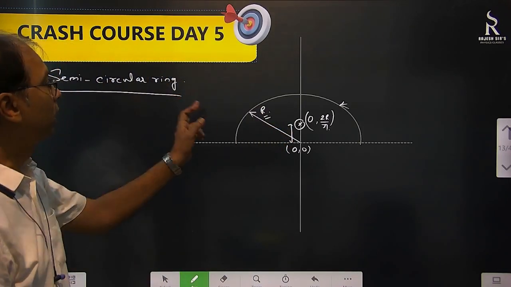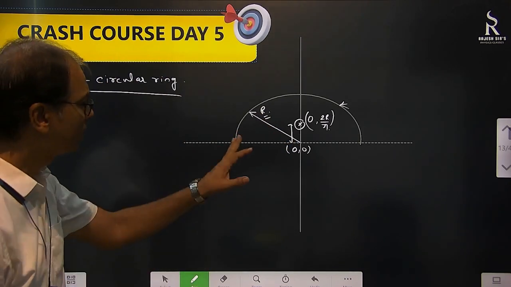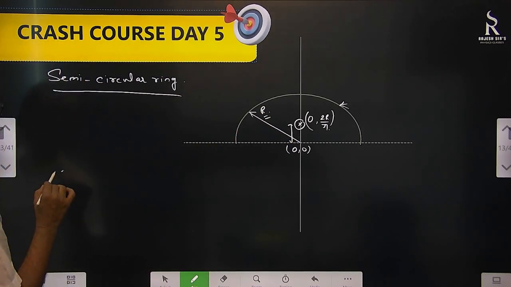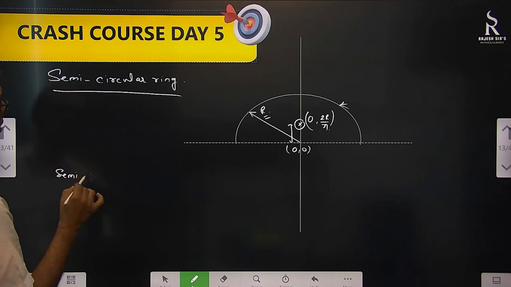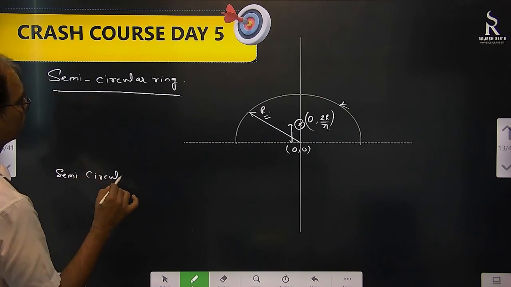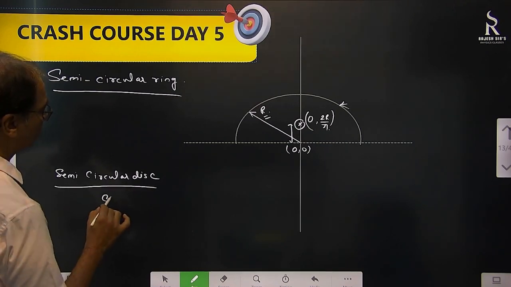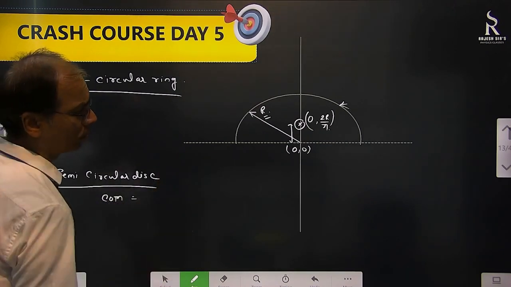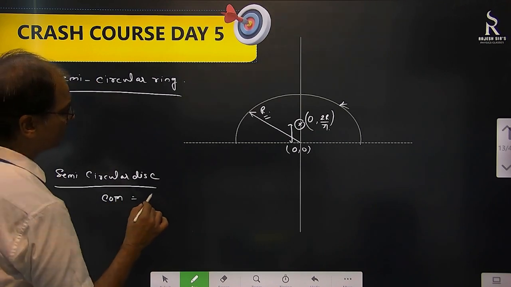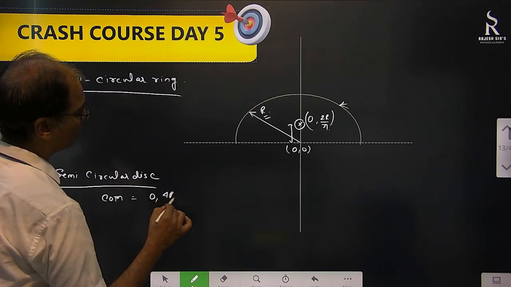Okay, for the ring, if the same thing becomes a disk, a semicircular disk, then its center of mass coordinates, the diagram will be the same, that's why I am not making it, will be 0 comma 4r by 3 pi.